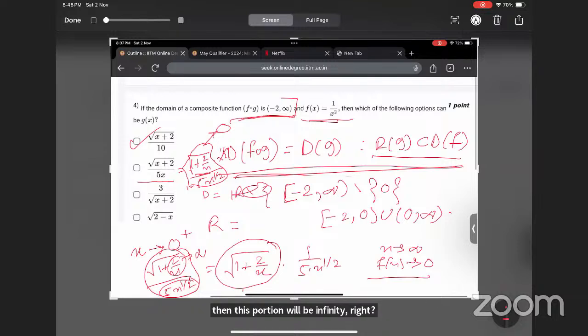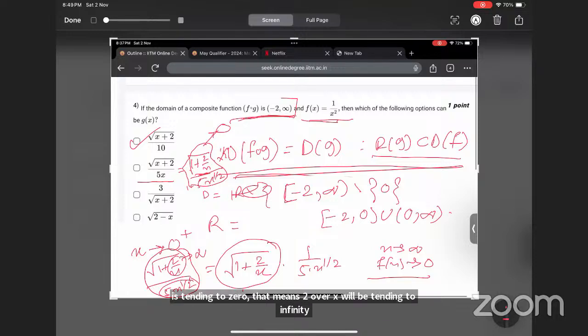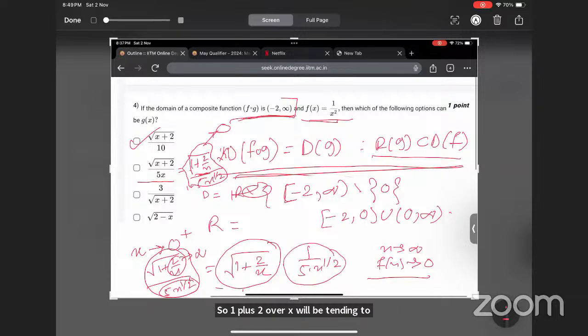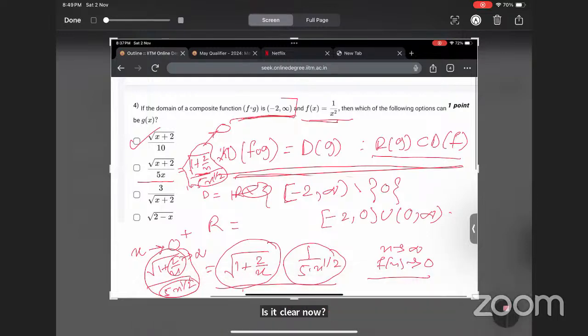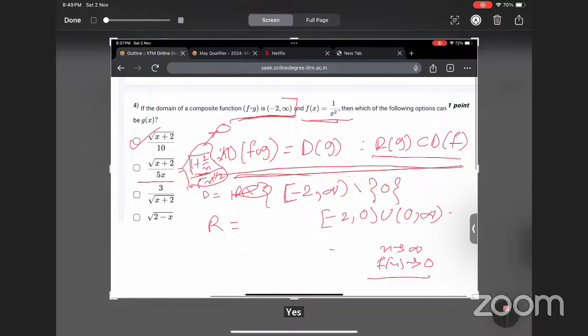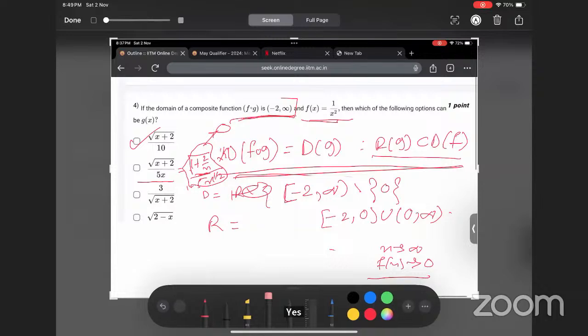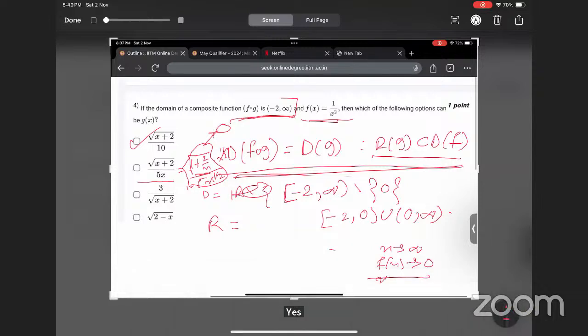X is tending to 0, yes, ma'am, means 2 over x will be tending to infinity. So 1 plus 2 over x will be tending to infinity. Again, this portion will be tending to infinity. So the multiplication will be tending to infinity, right? Is it clear now? Yes, ma'am. Okay. So when x is tending to 0 from the positive side, the function is tending to infinity.